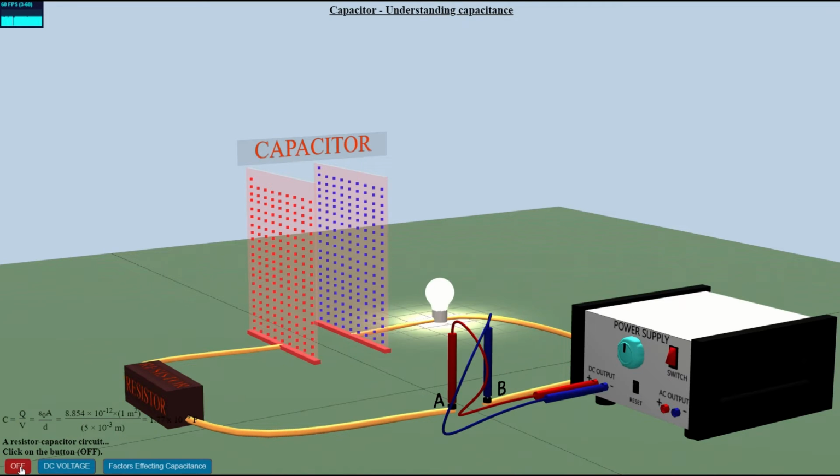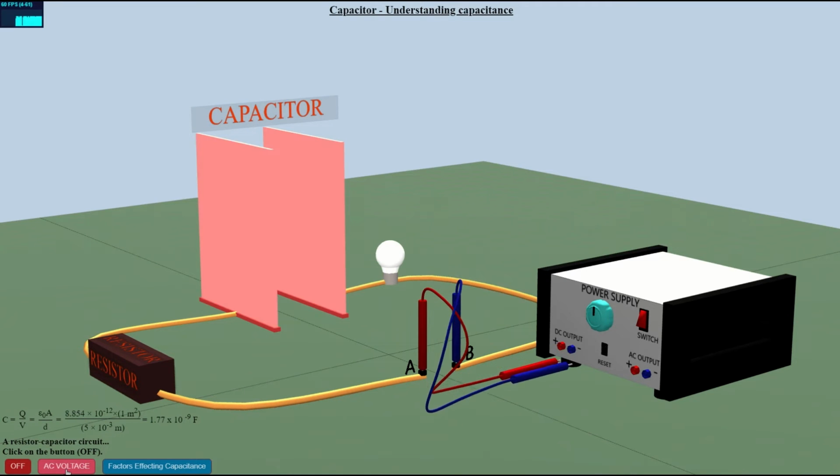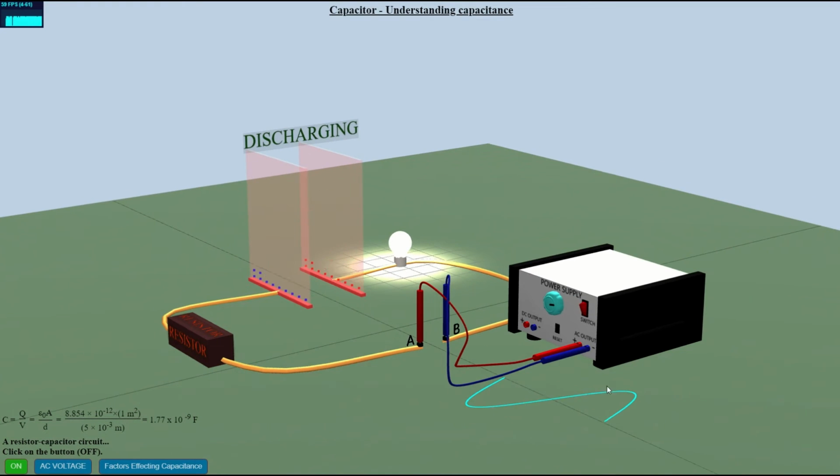On the other hand, when the power supply is disconnected, the capacitor begins to discharge. The stored charge flows back into the circuit, causing a temporary current until the capacitor is fully discharged, as visualized here with the glowing of the electric bulb. This charging and discharging cycle can occur repeatedly depending on the circuit configuration.